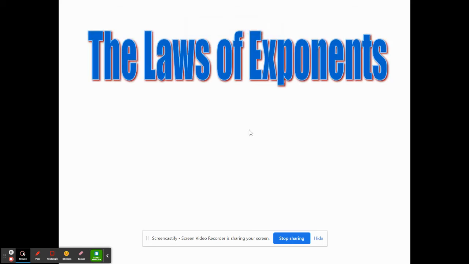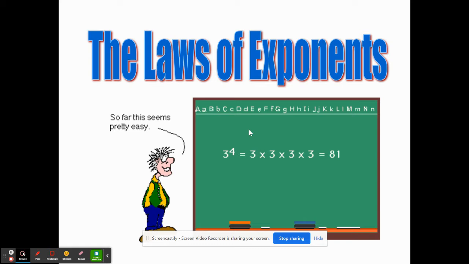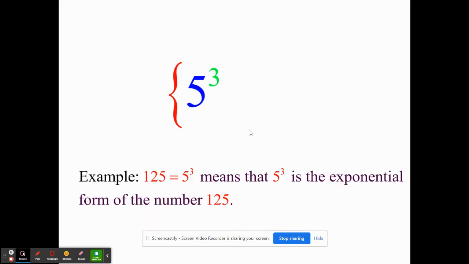So today, guys, we're going to start laws of exponents. We're going to go over all of them, then we're going to focus on a couple. But so far, 3 to the 4th power, as you see, is 3 times 3 times 3 times 3. So that's 4 times that number by itself, which is going to equal 81.